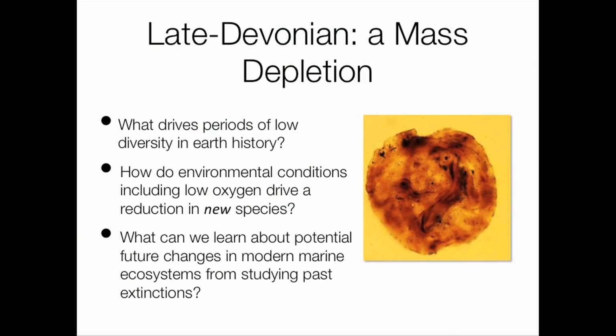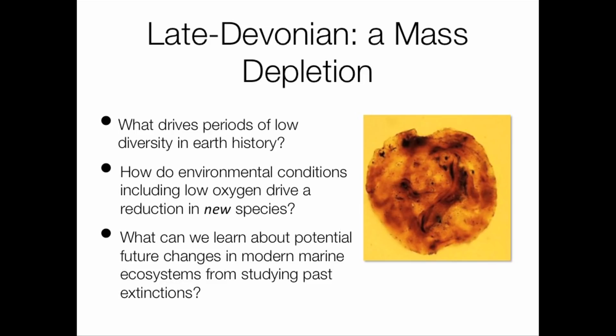So this summer we'll be spending more time in upstate New York documenting the microfossil record across this extinction event and tying that into evidence from the geochemical record to try to figure out, okay, how is this extinction working? There's evidence for low oxygen in this area, and then thinking a little bit more theoretically about how low oxygen conditions may contribute to a decrease in the rate at which species are being created. So what drives periods of low diversity in Earth history? All right, other than rocks falling from the sky and volcanoes erupting, how is depressed diversity created? And how do environmental conditions, including low oxygen, depress diversity?